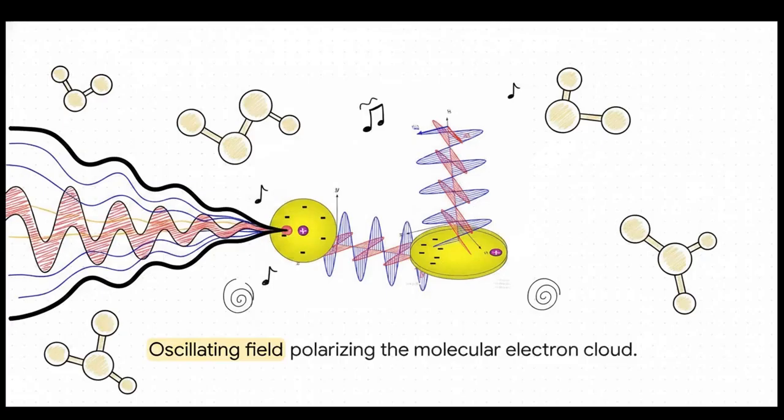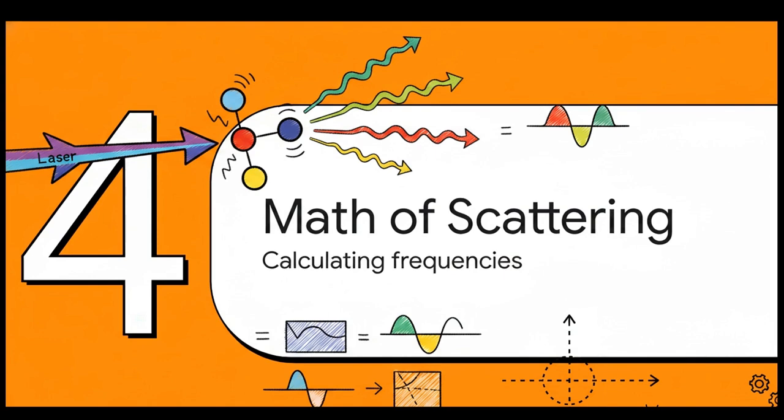Now, what's really interesting about this is visualizing that squeezing in real time. Because the incoming light isn't a static force, right? It's a wave. It's oscillating up and down. Because of this, the light's electrical field forces the molecule's electron cloud to polarize and oscillate at that exact same incoming frequency. Basically, the molecule is forced to dance to the exact rhythm of the laser beam.